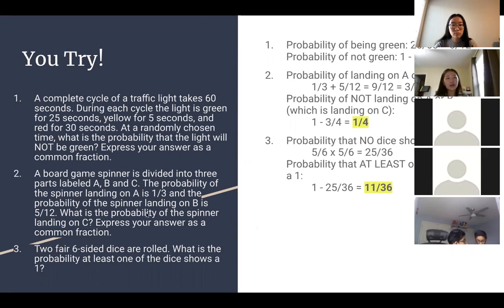I think a more than usual amount of people got this right. So good job, guys.